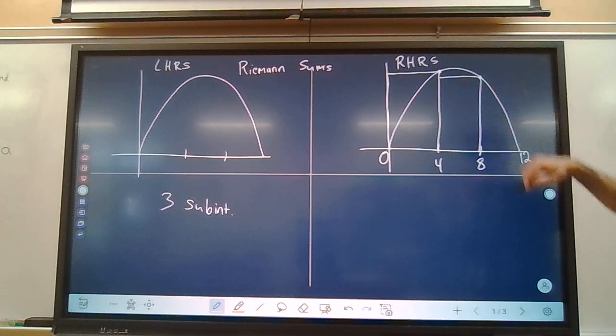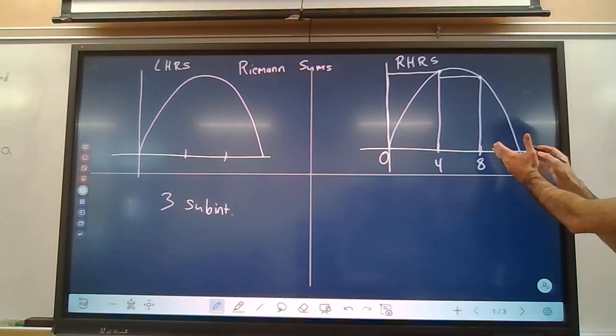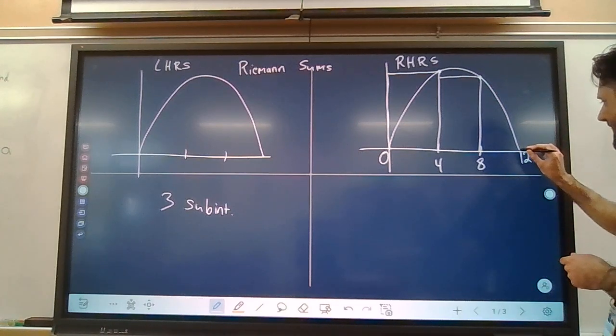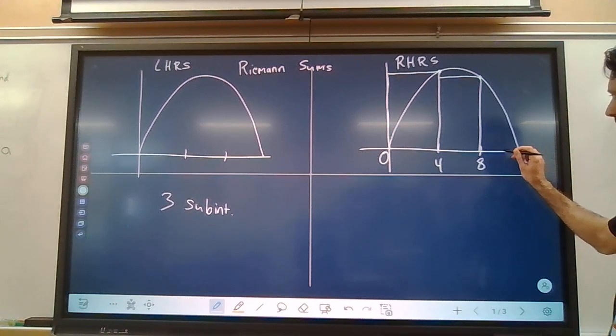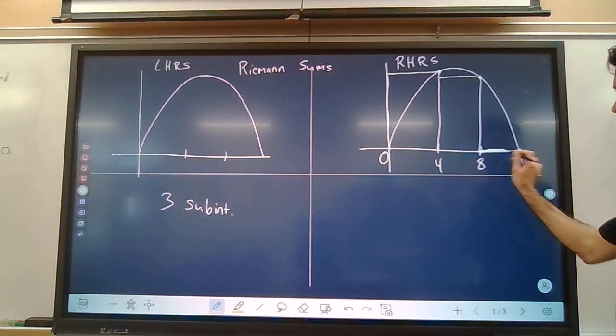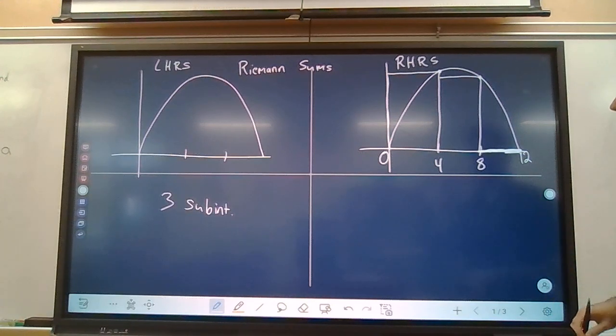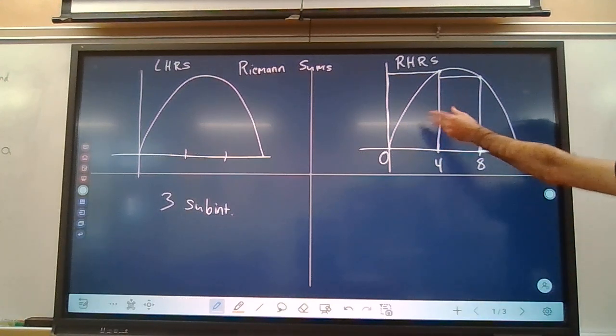So base times height. And then from 8 to 12, well, at 12, the graph looks like it's at 0. So I'm going to put a point right here, and this actually leads to no area when that happens. There's nothing here. It's a height of 0. All right, so I would end up taking these 2 areas and adding them together.